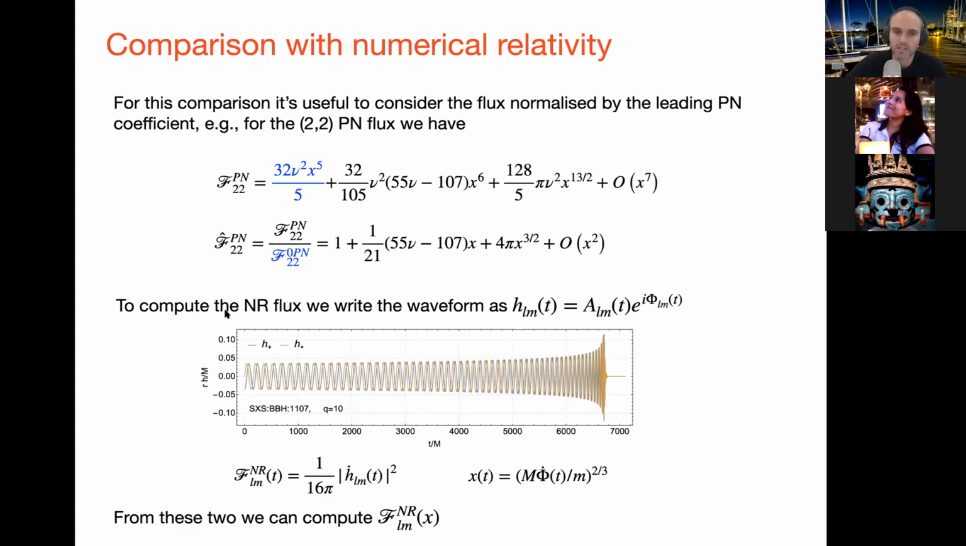In order to compute the numerical relativity flux, we get the waveforms, in this case from the SXS catalog, and we can split those up into an amplitude times a complex phase. And then from these two pieces, we can compute the flux as a function of time from the time derivative of the waveform, and we can also compute the separation from the phase, basically from the time derivative of that. And combining these two, we can then compute the flux as a function of the separation of the binary.